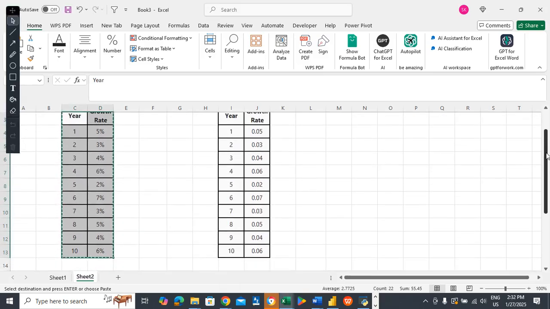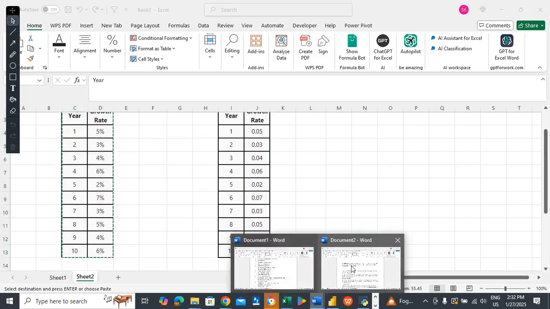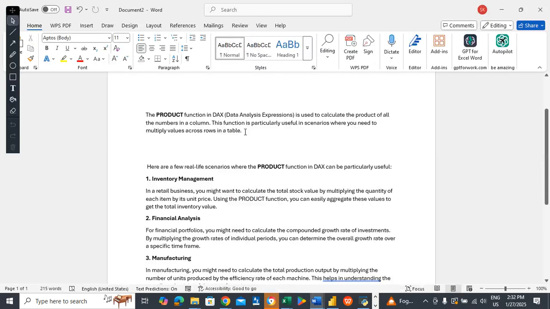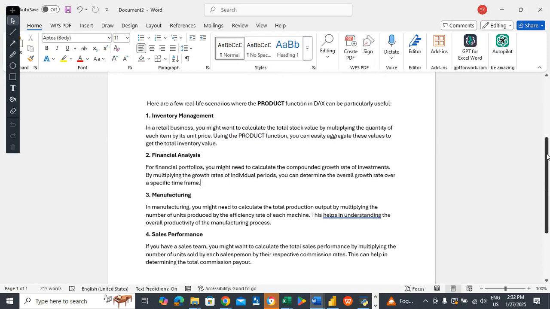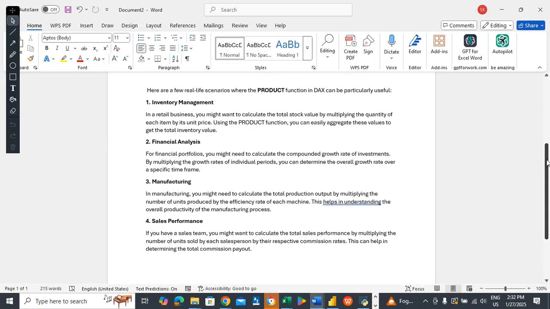And so today we are going to learn a DAX query named product. Okay, and this is the definition. It says that it helps in calculating the product of all numbers in a column. And there are a few real-life scenarios wherein this particular DAX query is going to be used, such as inventory management, financial analysis, manufacturing, and so on, and sales performance.